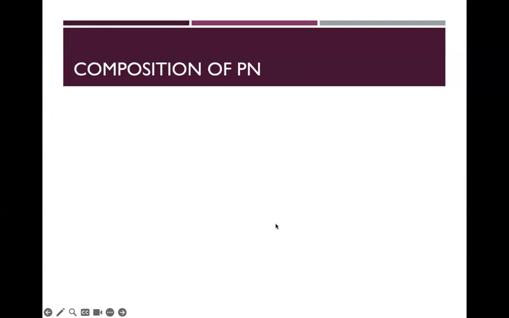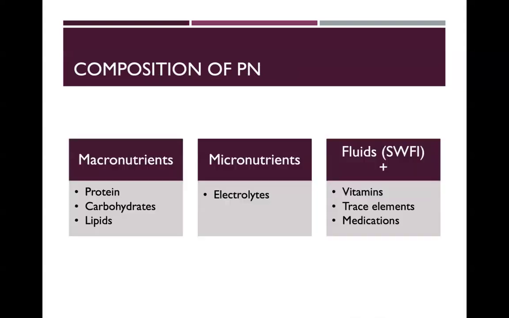Next concept we're going to go over is what goes into parenteral nutrition. Similar to enteral nutrition, we have macronutrients, micronutrients, and some other stuff. Macronutrients, again, are protein, carbohydrates, and lipids. Micronutrients involve electrolytes, vitamins, trace elements, and minerals, which sometimes are considered micronutrients and sometimes are not, based on which piece of literature you're looking at. It's pretty much the same thing.